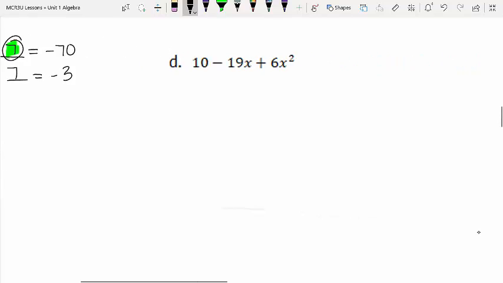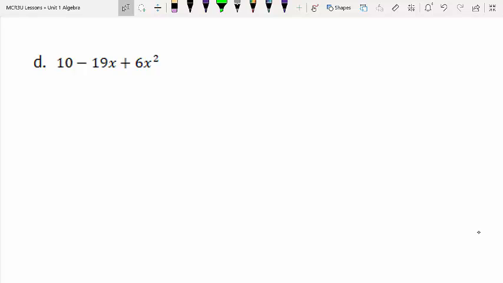So part D, I'm just going to quickly write this in decreasing order by degree. So I'm going to put my 6x squared first, then my negative 19x, then my 10, just so I can identify my a, b, and c value a little bit easier. Let's look for common factoring. There's nothing that we can factor out, so let's go to our decomposition method or magic numbers method.